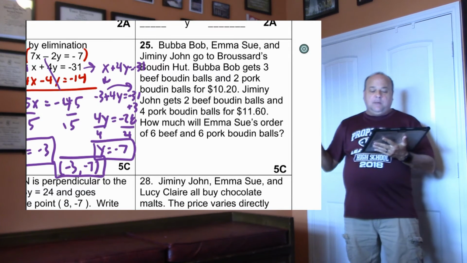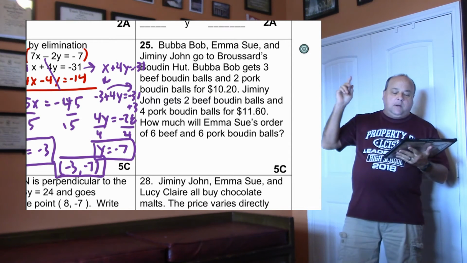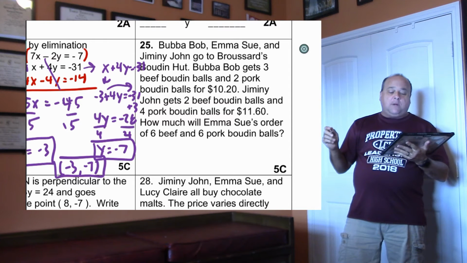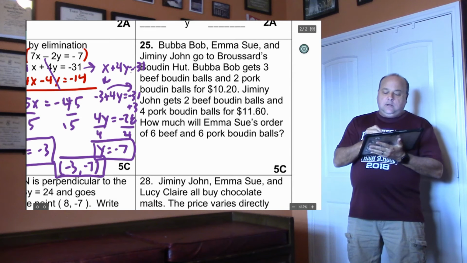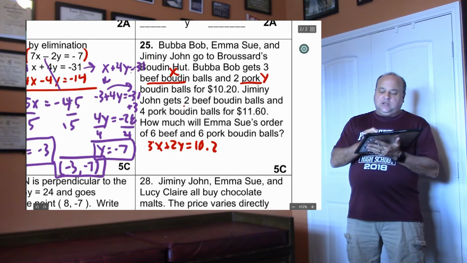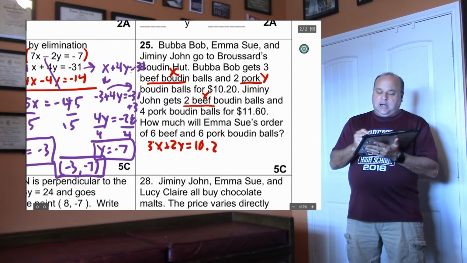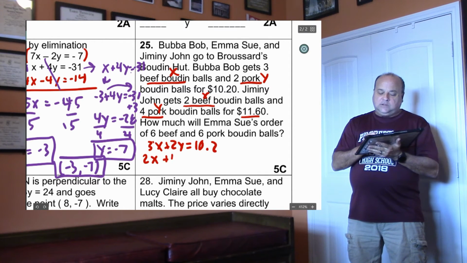Baba Bob, Emma Sue, and Jiminy John go to Broussard's Boudin hut. Gonna get some Boudin. Baba Bob gets 3 beef Boudin balls and 2 pork Boudin balls for $10.20. So this is going to be my x, the beef Boudin, and the y will be my pork Boudin, right? So 3x plus 2y equals 10.2. Jiminy John gets 2 beef, which is x, and 4 pork, which is y, for $11.60. So we have 2x plus 4y equals 11.6.